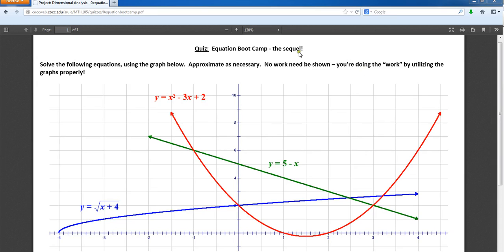It looks like the sequel. So the point of this was just to get you some looks at some fairly heady equations. All of these could actually be solved manually, but the point is if you have the graphical solution, that's the way to go. So let's look at a couple of these.